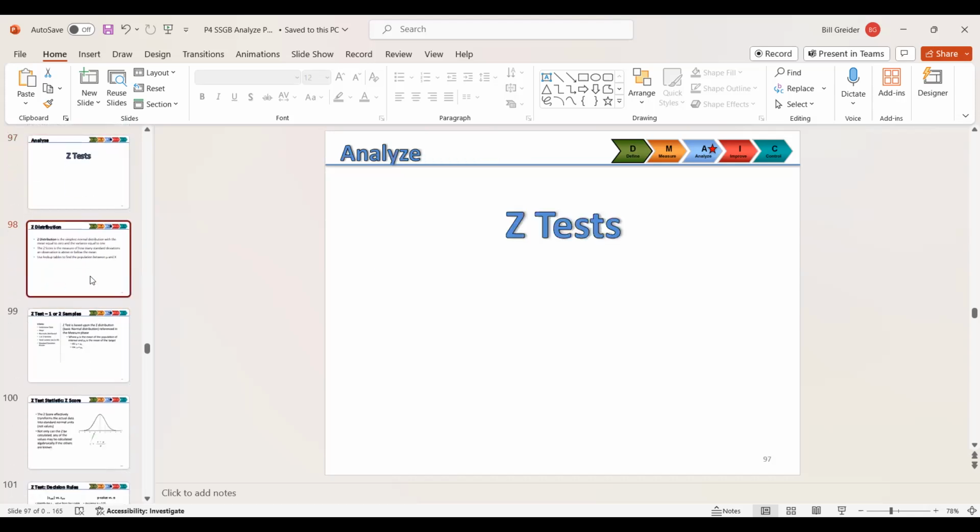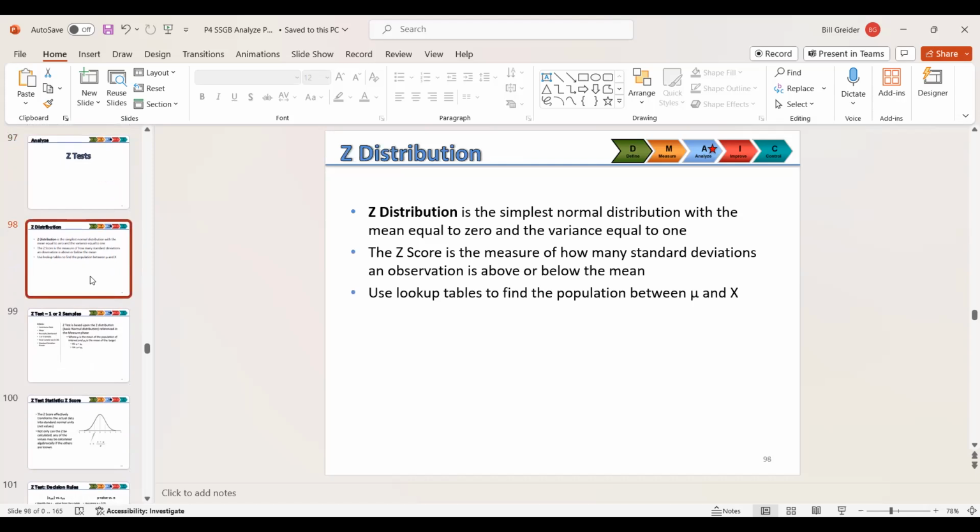Z-tests. Again, this is something we saw a couple weeks ago, I think. It's the simplest normal distribution, where the mean is equal to 0 and the variance is equal to 1. So the 0 is the mean of a bell-shaped curve, and the variance is equal to 1. So we go 1, 2, 3 on one side, -1, -2, -3 on the other. That's what we used when we did our normality test. It's how many standard deviations above or below the mean, and we use lookup tables to find the population.